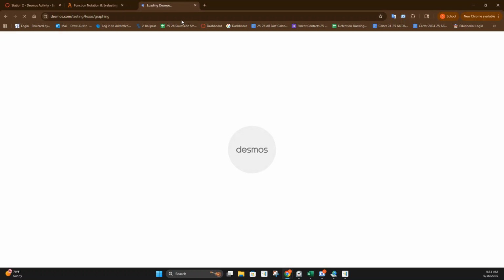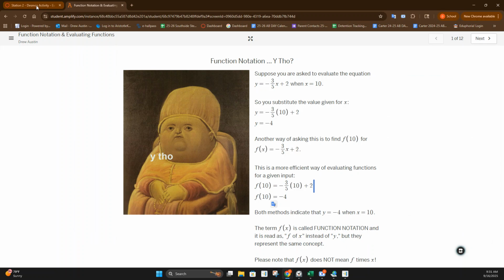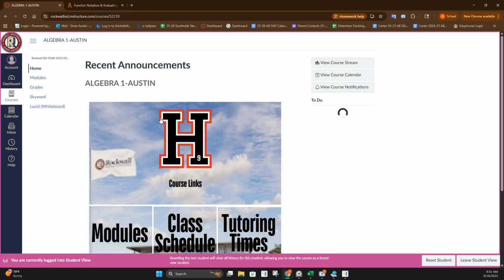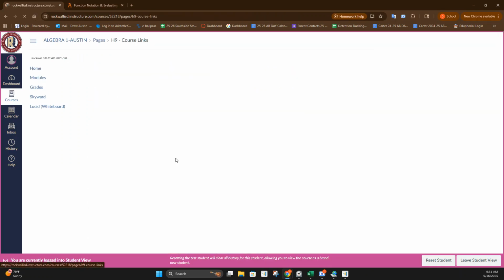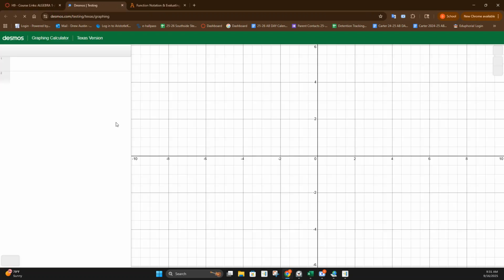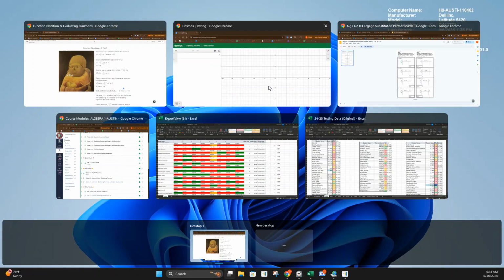If I pull up Desmos, just to show you real quick, if you go here to Home, go to Course Links, and click on Desmos, it'll automatically load it up for you. So this is what this part is trying to say.